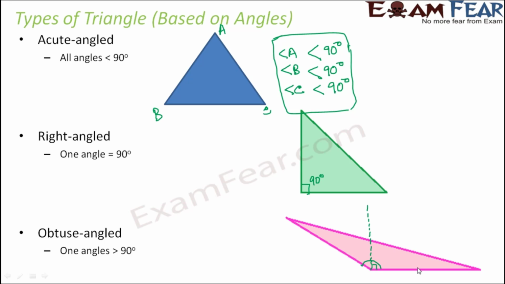Whenever one angle is 90 degree, the triangle is called right-angled triangle. When all the three angles are less than 90 degree, it is called acute-angled triangle. So in this fashion, depending on what type of angles are present in a triangle, they can be classified into acute, right, and obtuse-angled triangle. Now, there could be a combo of these two types of triangles.